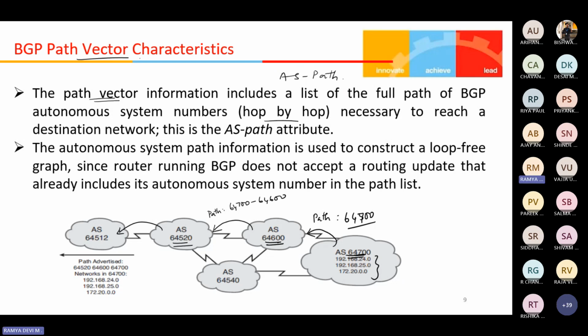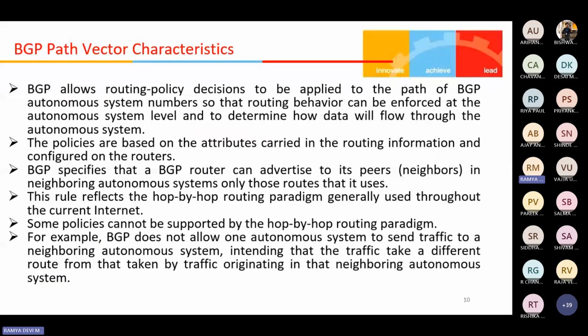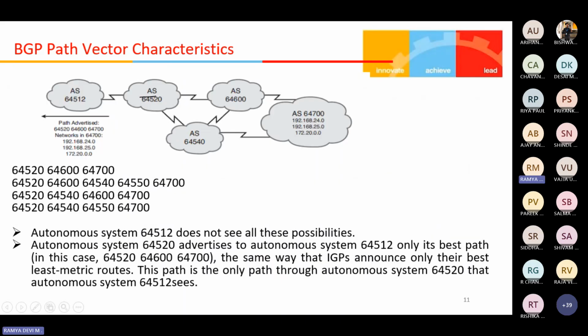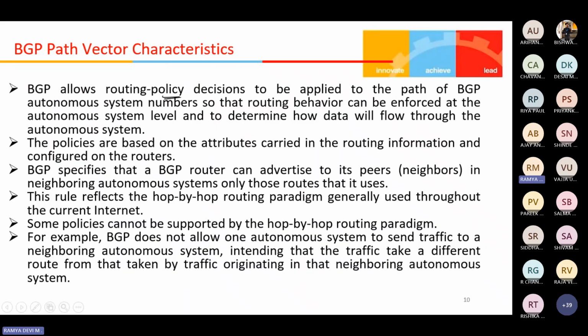So this is actually the AS path. The AS path is actually a routing policy. It supports policy-based routing. So BGP always follows the routing policy decisions, based upon the autonomous system unique numbers in the AS path.